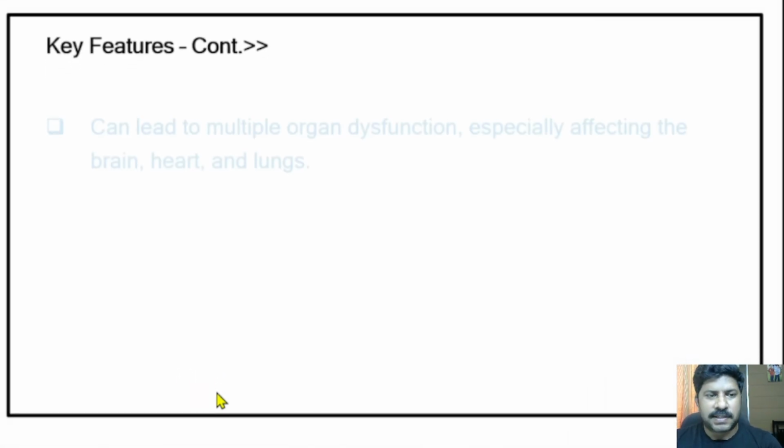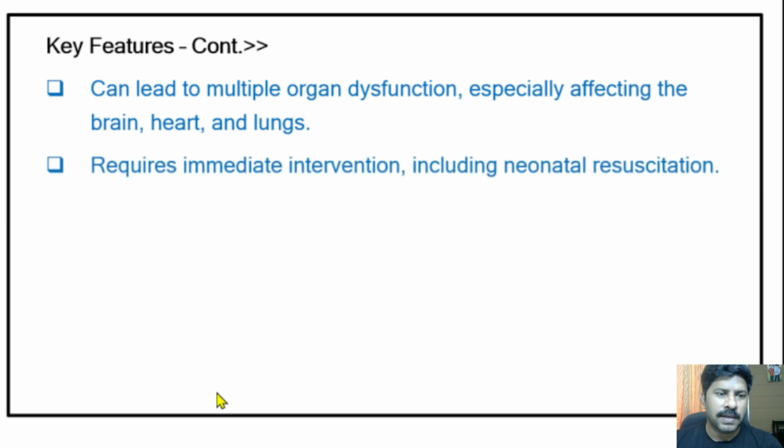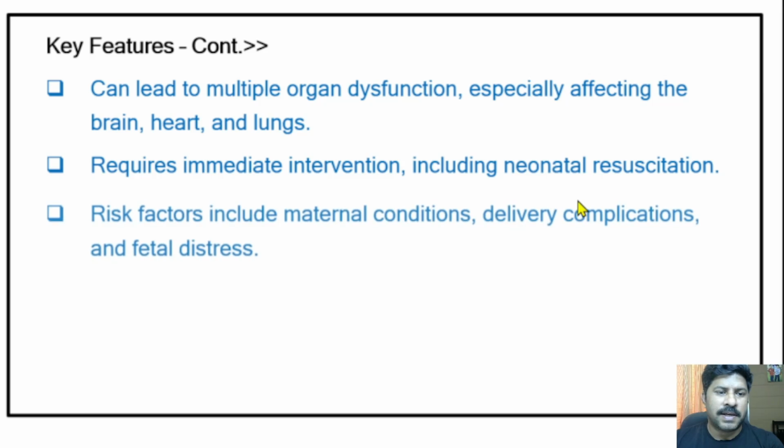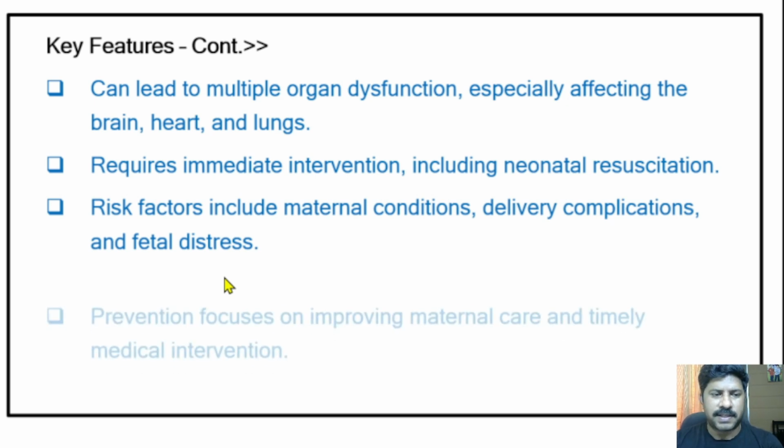Then key features continue. It can lead to multiple organ dysfunction, especially affecting the brain, heart and lungs, because these organs mainly depend on oxygen supply. If birth asphyxia is there, they will lose the supply of oxygen. Then the functioning of brain, heart and lungs will be impaired. It requires immediate intervention, including neonatal resuscitation. Risk factors include maternal conditions, delivery complications and fetal distress. So in all three ways, it may lead to birth asphyxia.